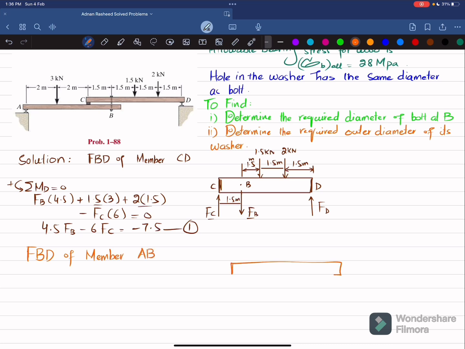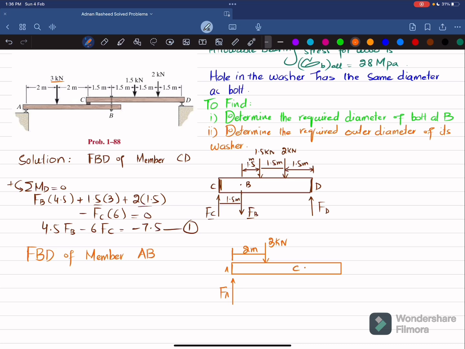So let me draw the free body diagram again. You can see this is point A. So you will be having a reaction, vertical reaction force, which is FA. There is a 2 kilonewton load, 3 kilonewton load. You can see this is 3 kilonewton load that is acting at a distance of 2 meter from this side. Let this be point C.